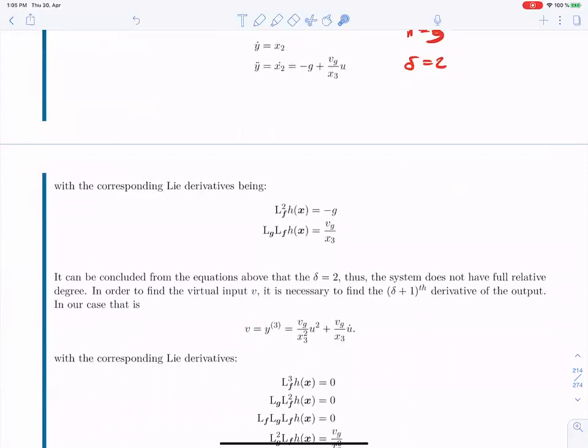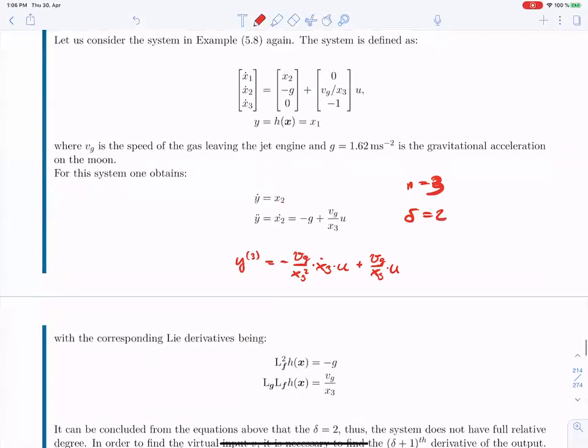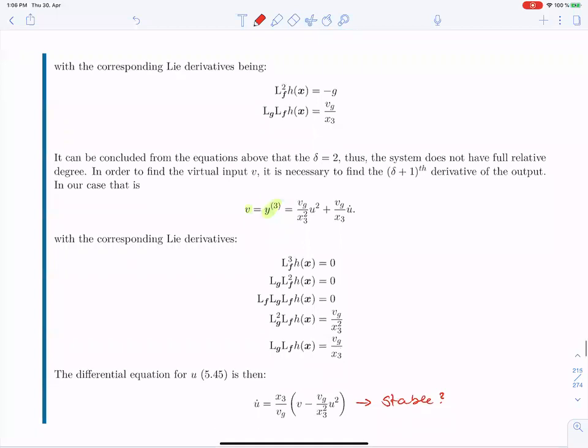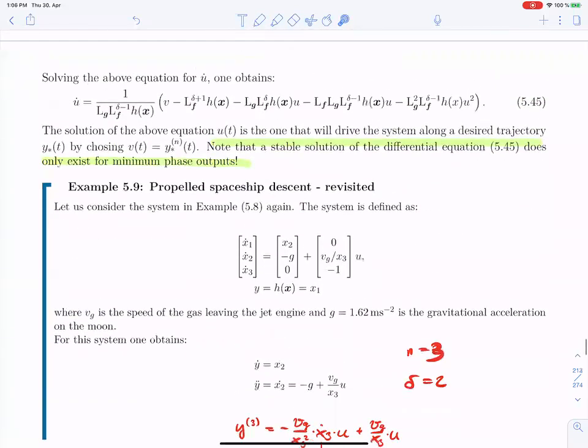So obviously here, the virtual input v is the third time derivative of the output, which we set here. If we carry out the time differentiation, you might want to do this. So y3 is equal to minus vg times x3 squared times x3 dot times u plus vg over x3 times u. And we know that x3 dot is simply equal to minus u. If you take this all together, you end up with this expression. So this is already this complicated differential equation that we had here.